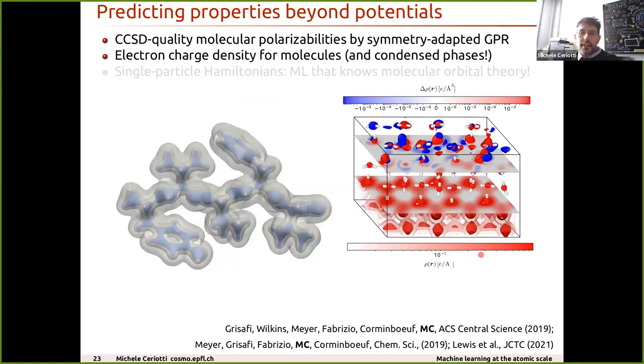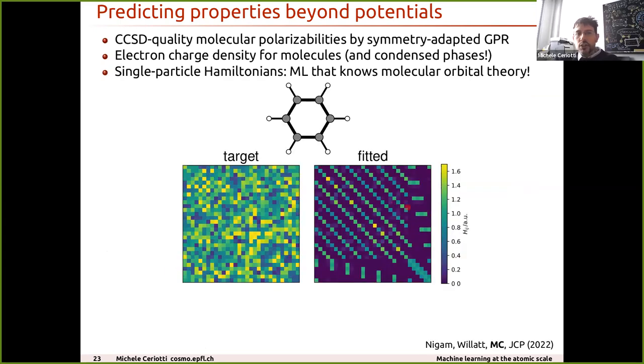So once you have something that can predict spherical harmonics, you can also use it to predict electronic structure properties, quantities that are built as a superimposition of spherical harmonics themselves. So you can, for instance, machine learn the electron charge density for both molecules and condensed phases. And you can build machine learning models of single-particle effective Hamiltonians. Effectively, you could regard these as a tight-binding Hamiltonian, essentially, or a Hückel Hamiltonian.